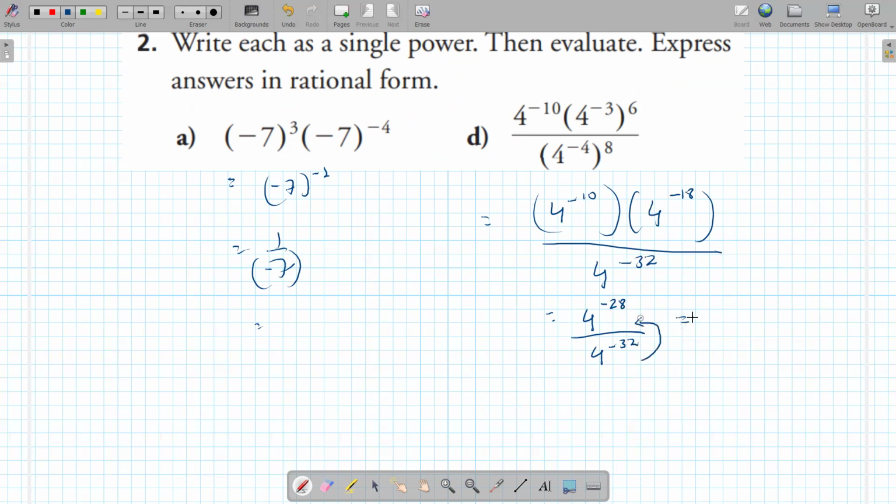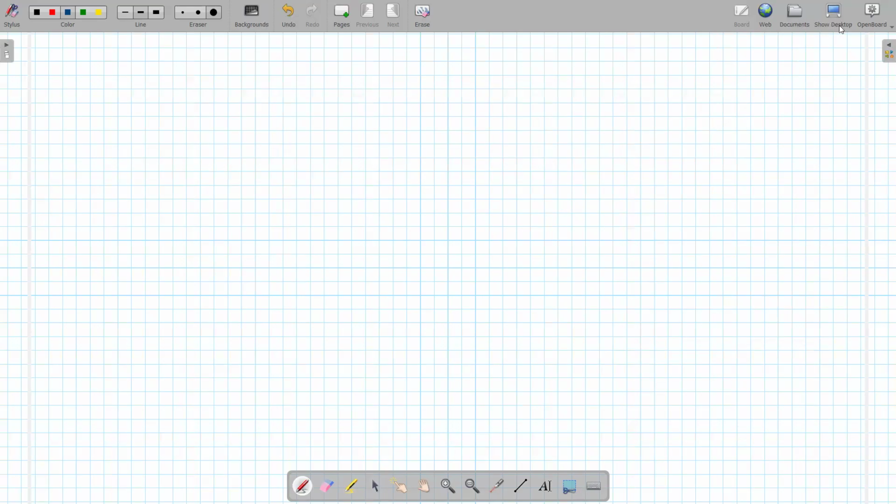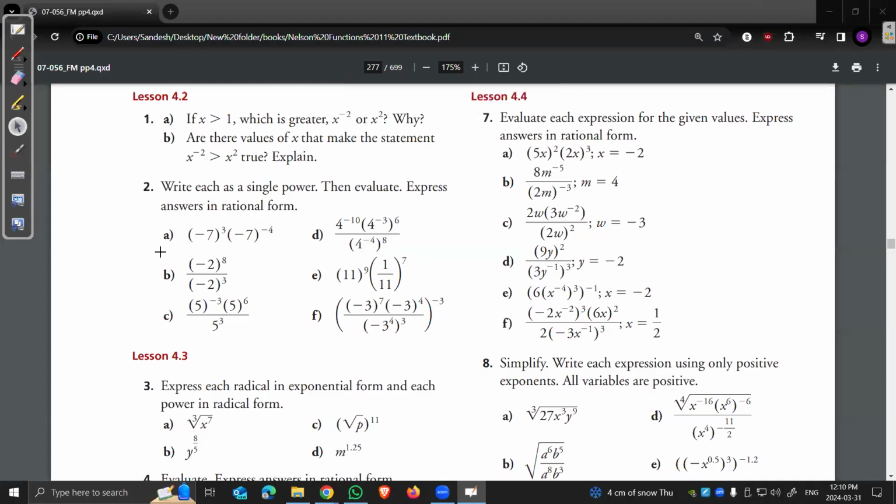This is going to move up here. That'll become 4 to the negative 28 plus 32, which is 4 to the power of 4, whatever that is. That's 256. And you are done. Easy peasy. All of these are like 2 steps.